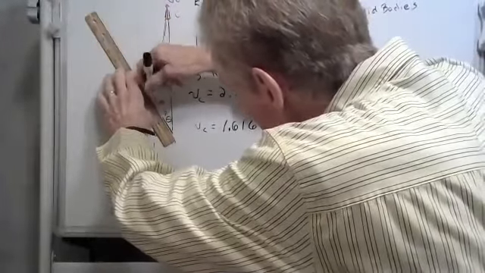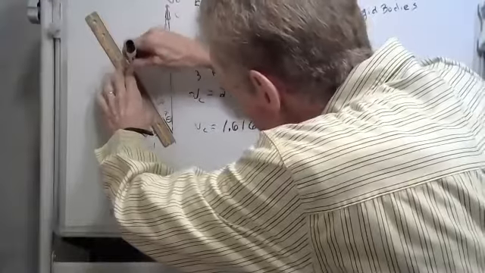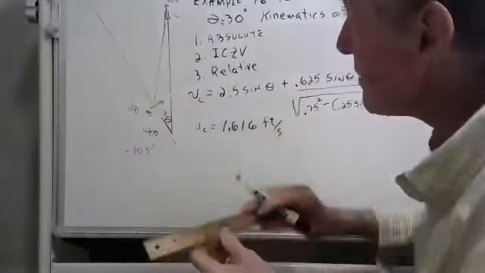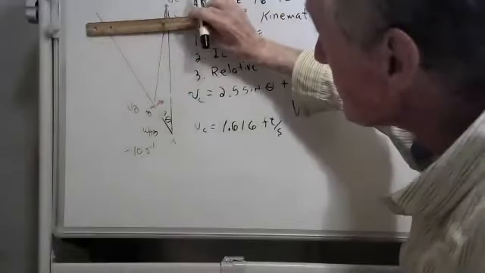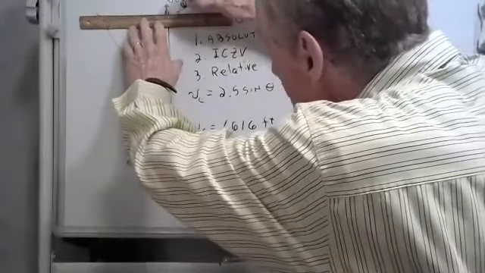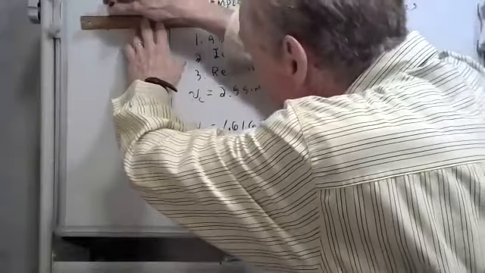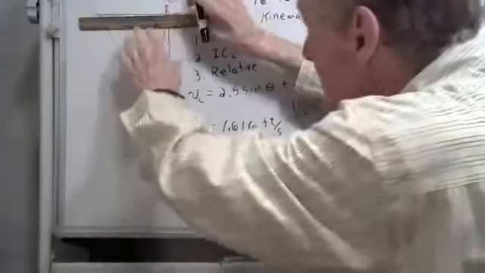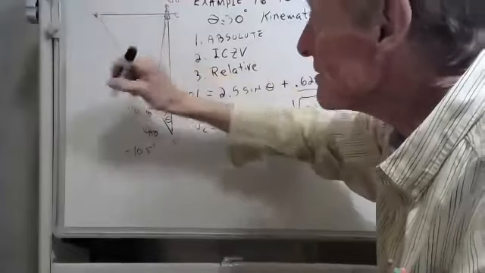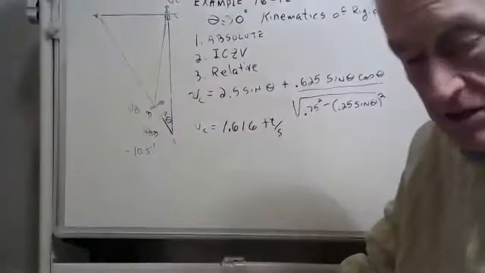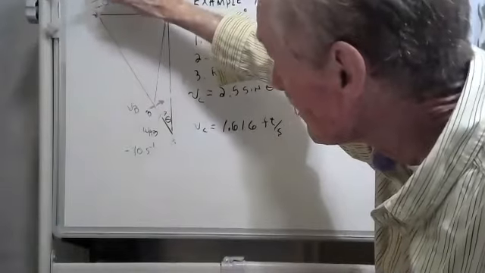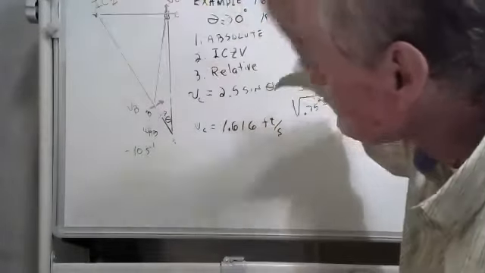Not too thrilled with this pencil here. Yeah, that's pretty good. And then you draw a perpendicular to this velocity here. Well, that'll put you right about there you go. That right there is the ICZV, the instantaneous center of zero velocity.